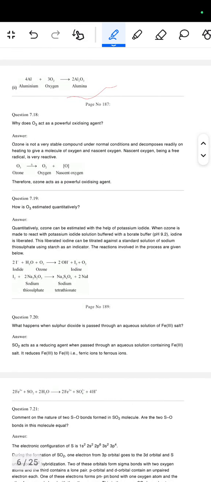Next is: why does O3 act as a powerful oxidizing agent? Ozone is not a very stable compound under normal conditions and decomposes readily on heating to give a molecule of oxygen and nascent oxygen. Nascent oxygen, being a free radical, is very reactive. So O3 gives O2, oxygen, plus nascent oxygen. Therefore ozone acts as a powerful oxidizing agent.